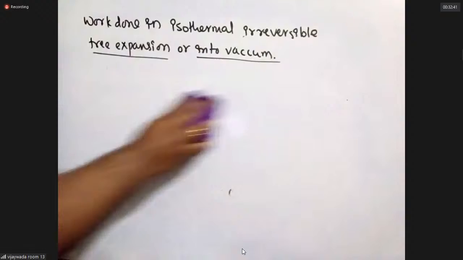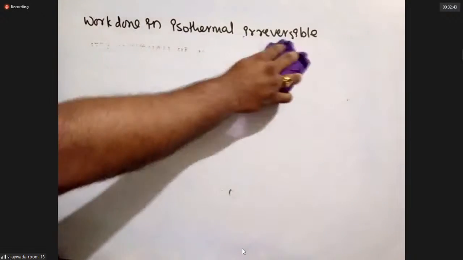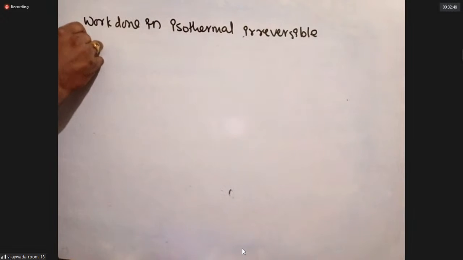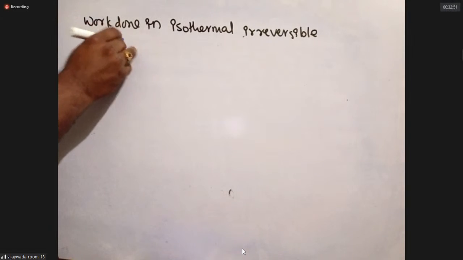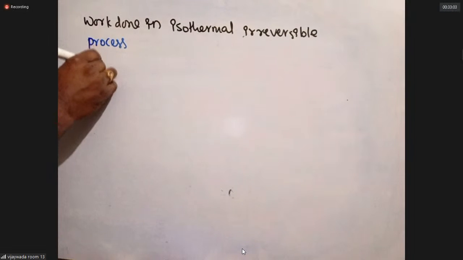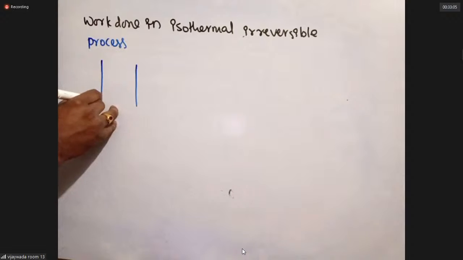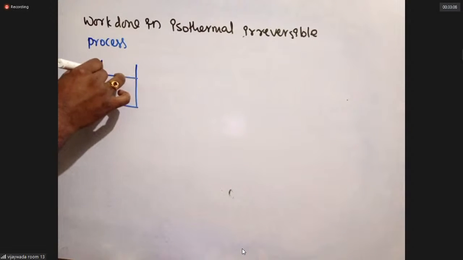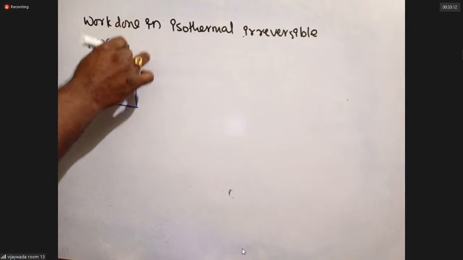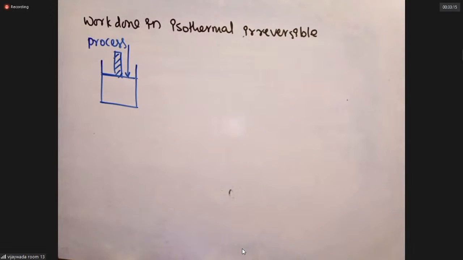Next, work done in isothermal reversible process. What is the difference between this case and the previous case? In the previous case we saw free expansion, but there is external pressure now. Let us consider the same kind of process. Now there is an external pressure. Now what is the work done?